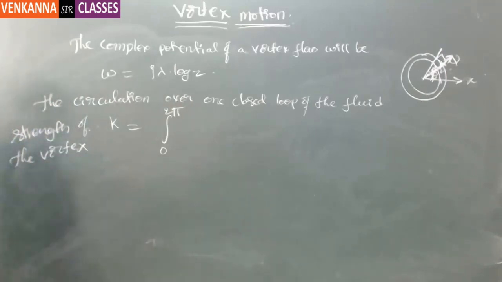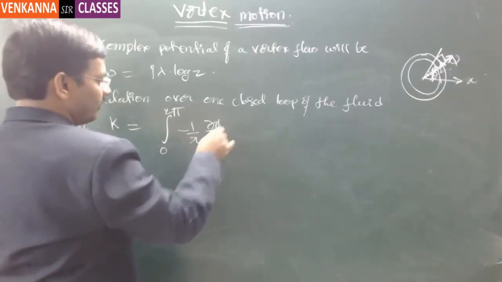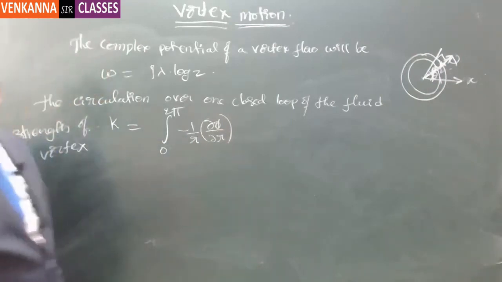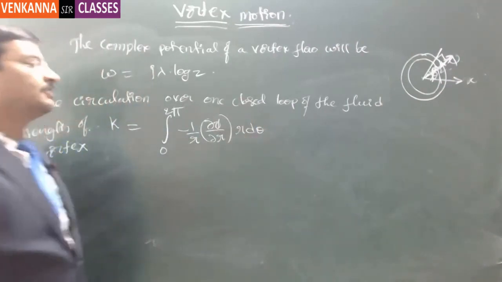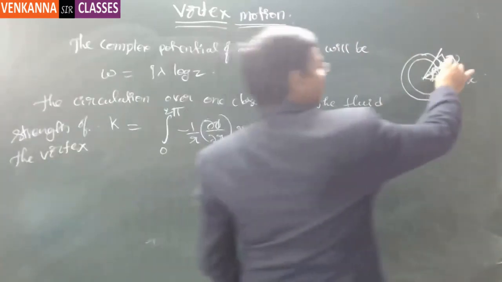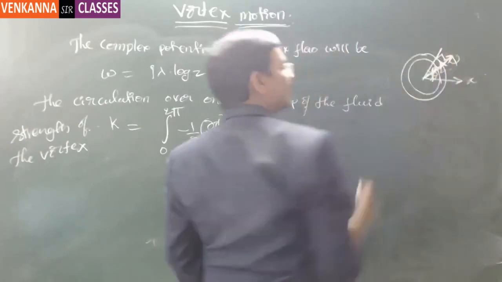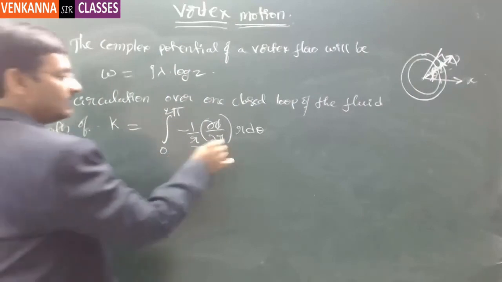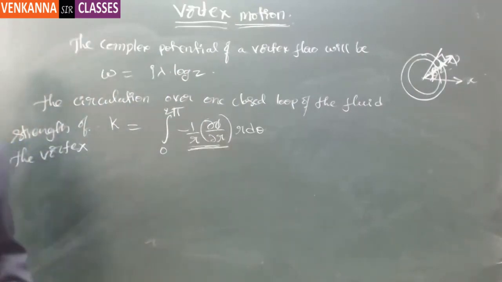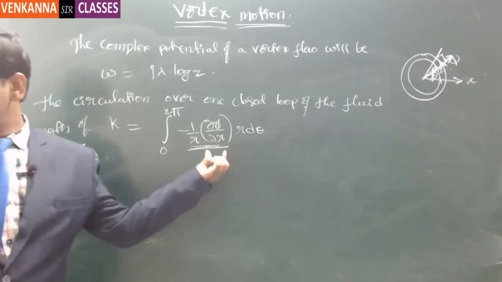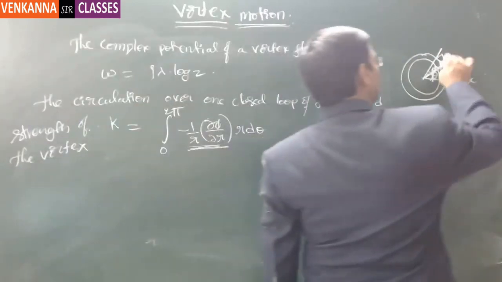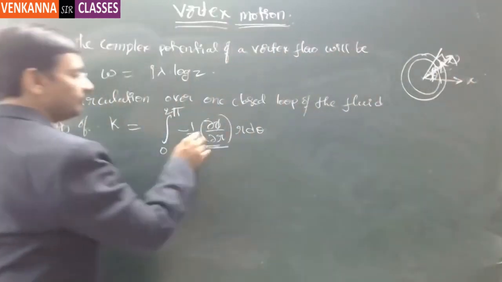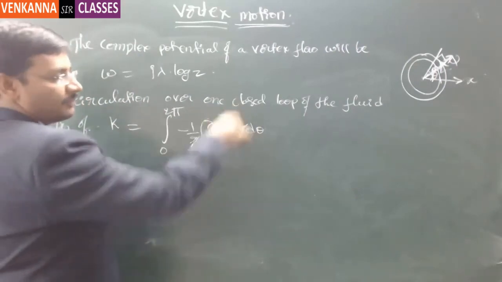So this is the line integral, right? So this line integral value will be minus 1 by r times dou phi by dou r times r d theta. So you are taking it along the line of one particular circle like this, that means this entire periphery. And this is nothing but the velocity component with respect to the radius. So minus 1 by r dou phi by dou r d theta will be the circulation along this particular line. Got it? So from where did we get this value?